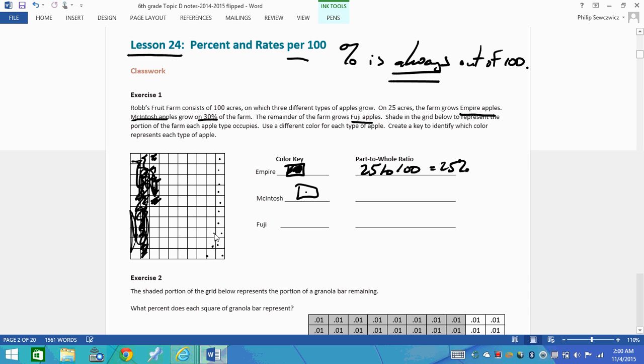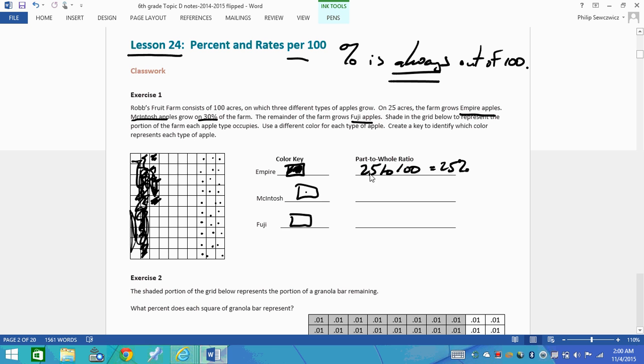Insert your own little song here if you would like. Notice we are not connecting the dots at all, but we're just representing that we have a total of 30 of them that we've got. All right. So that shows 30% that we're after. And the remaining part are the Fuji apples, and I'm just going to say we're going to leave them blank.